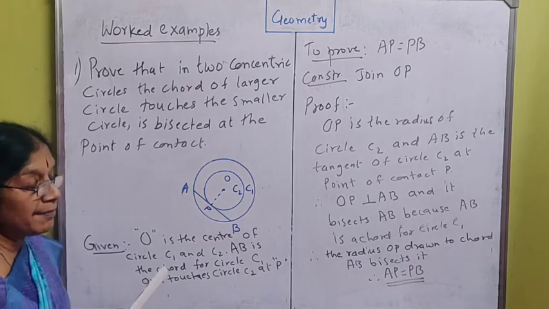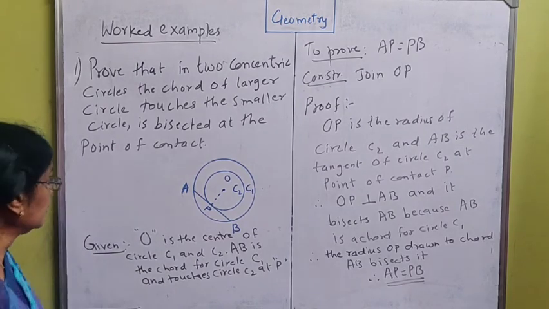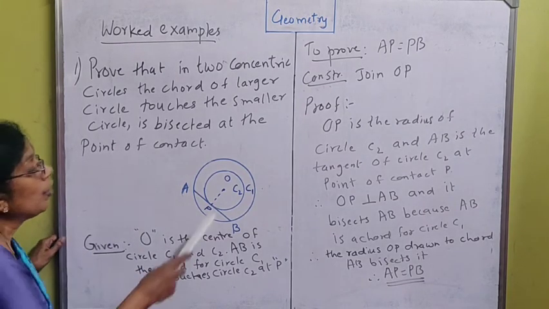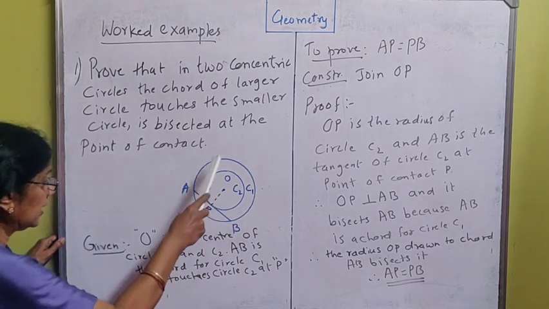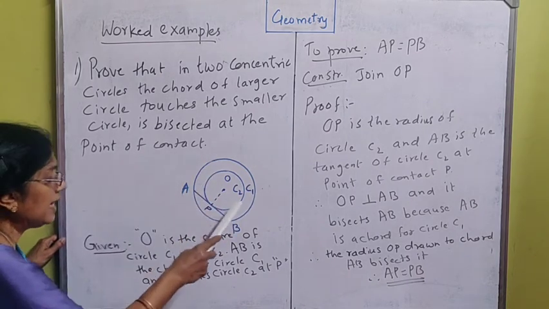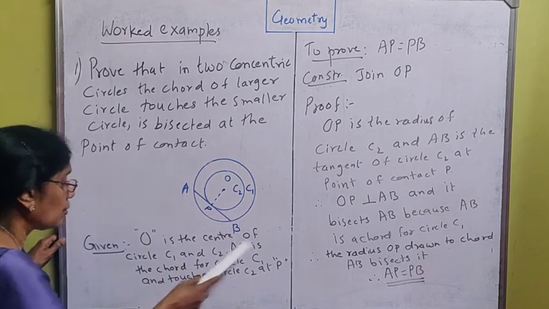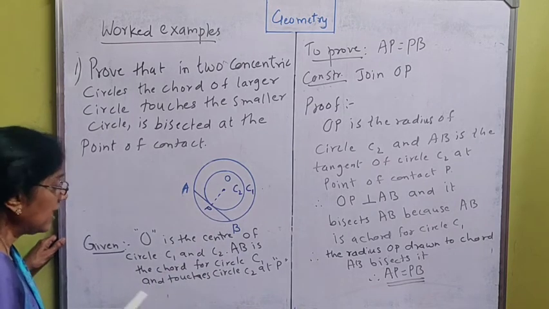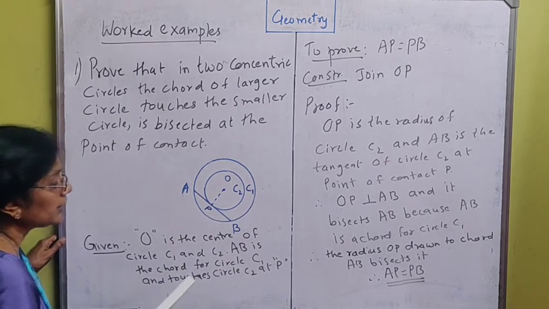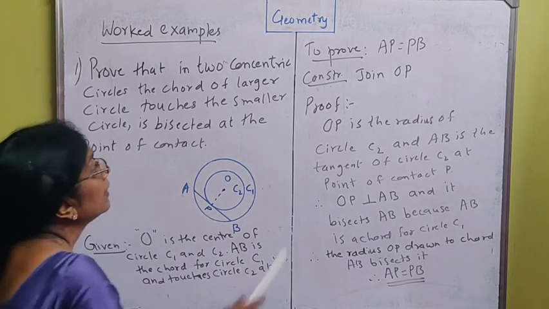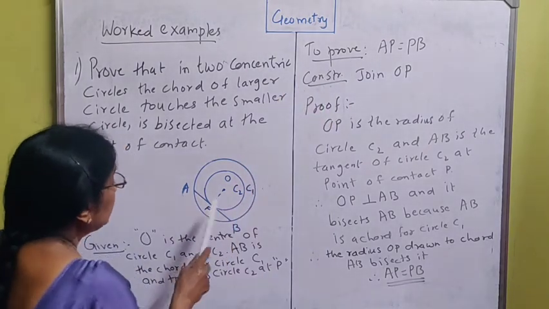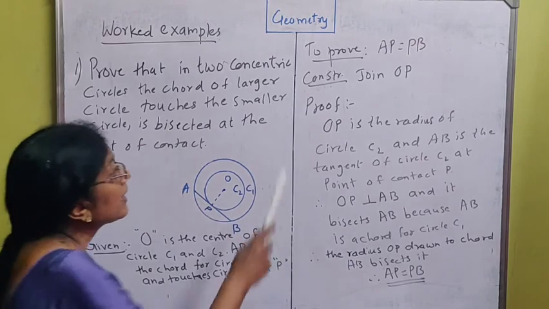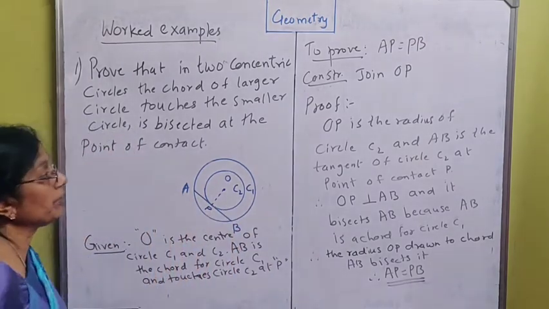So, once again, I am explaining to you. What is given to you? O is the center of circles C1 and C2. AB is the chord for circle C1 and touches circle C2 at P. To prove: AP is equal to PB. Construction: join OP.